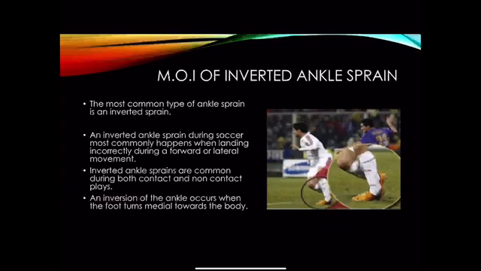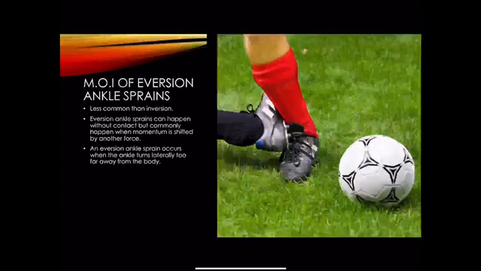Many times a player will step wrong or step to the left or to the right and put too much pressure on their ankle, and their foot will not support their body, and then their ankle takes the brunt of the weight. And an inversion sprain of the ankle occurs when the foot turns medially toward the body. And that's important to remember, which direction.